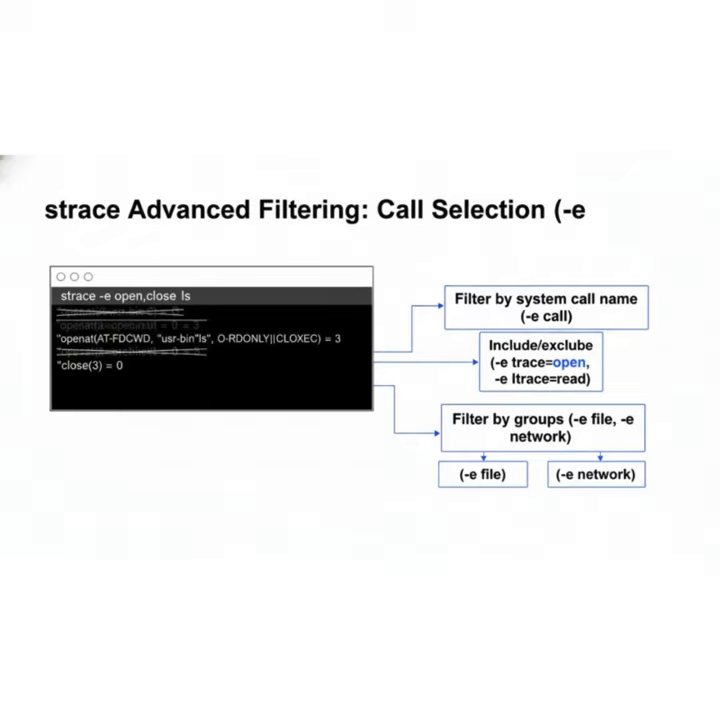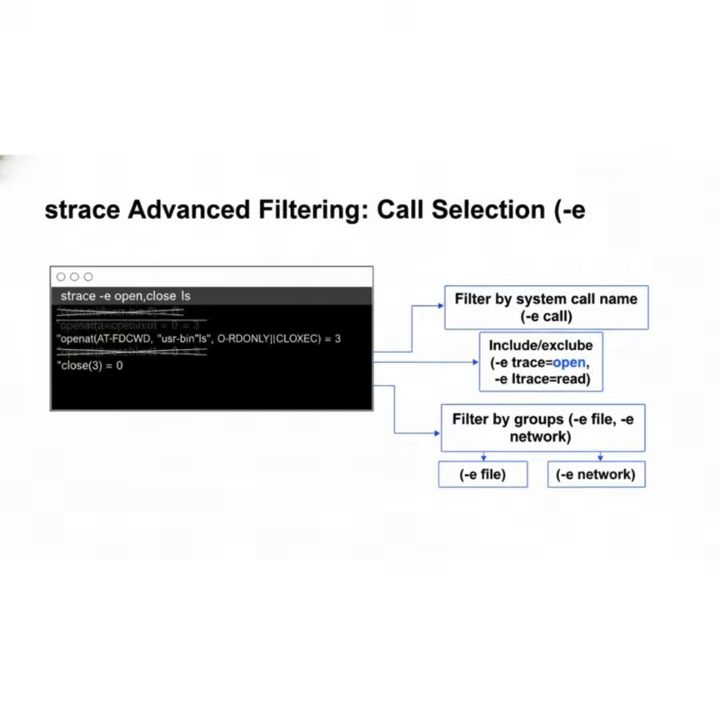When debugging complex applications, the sheer volume of strace output can be overwhelming. The -e option is your first line of defense, allowing you to filter system calls by name or by groups. You can specify a comma-separated list of system calls to trace, such as strace -e open,close ls.